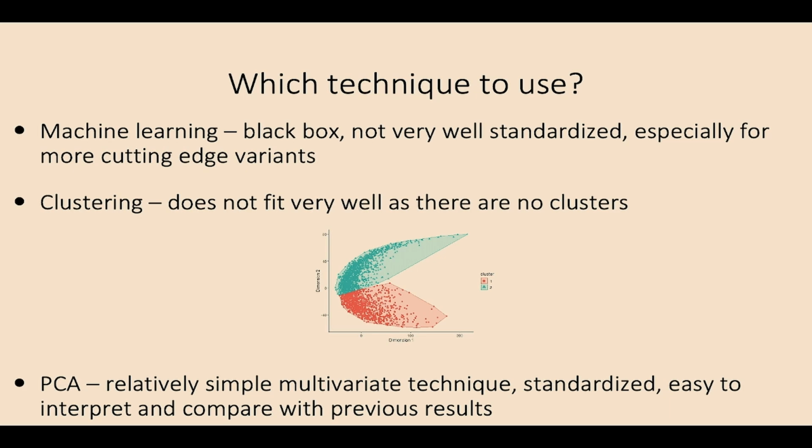Now, we previously experimented with clustering, but that does not seem to fit well the type of data that we're getting from people with SMI, where, as you can see from this plot, there are really no distinct clusters in these data. We also didn't want to use machine learning, which is for the most part a black box that's not very well standardized, especially for maybe some of the more cutting-edge variants, which may be more interpretable.